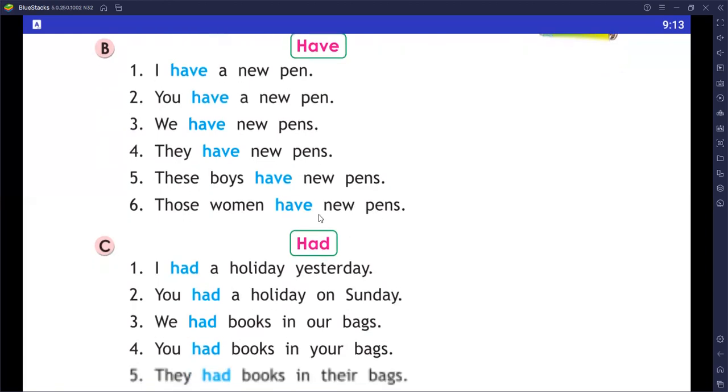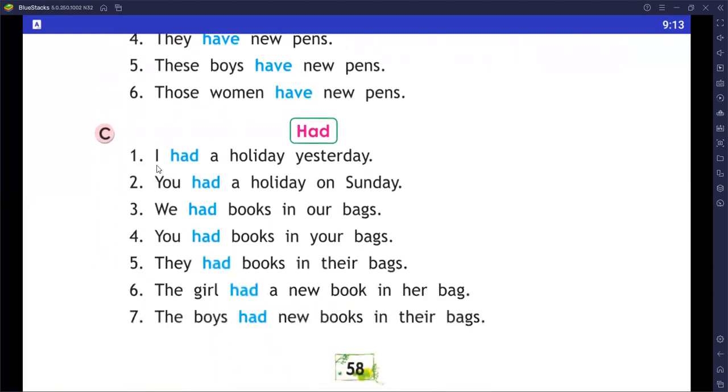Okay, now next is had. I had a holiday yesterday. As I told you before, if we are talking about the past, then we use had. Okay, I had a holiday yesterday.